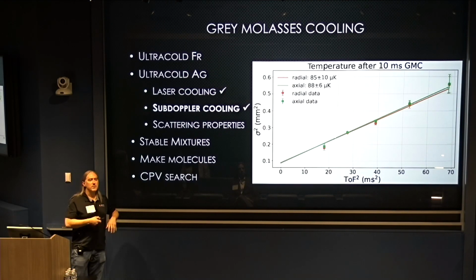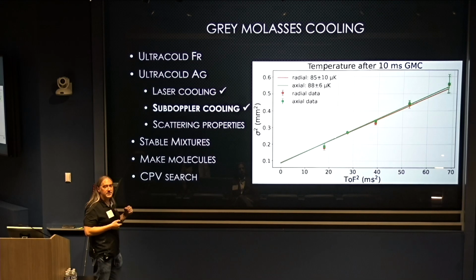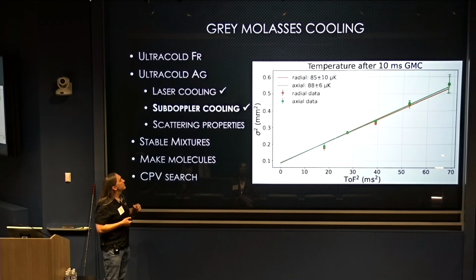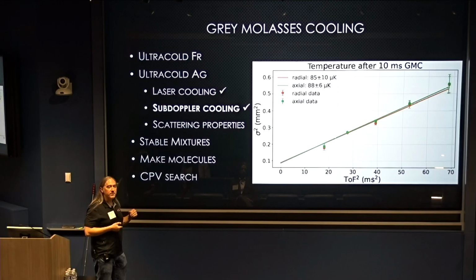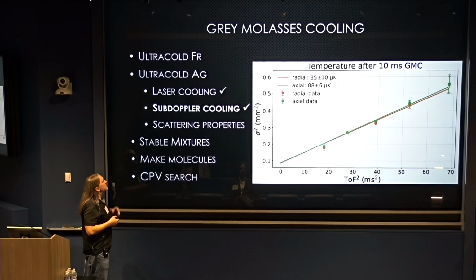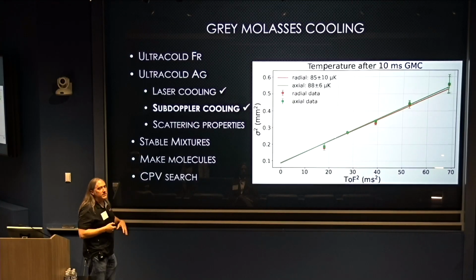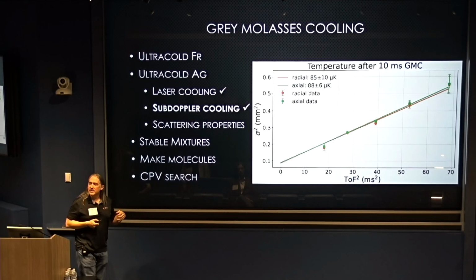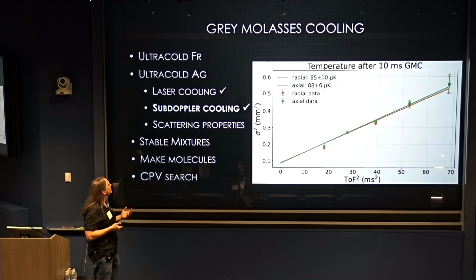With a blue-detuned, what's called gray molasses cooling scheme for silver, we're able to drop that 700 microkelvins down to just a shade under 90 microkelvins. And we believe with improved beam balancing and efforts, we can bring this down at least a factor of 2-3 lower. But this is already quite cold, and you saw that our dark spot MOT is quite dense, so we have really ideal conditions to move on to scattering properties.